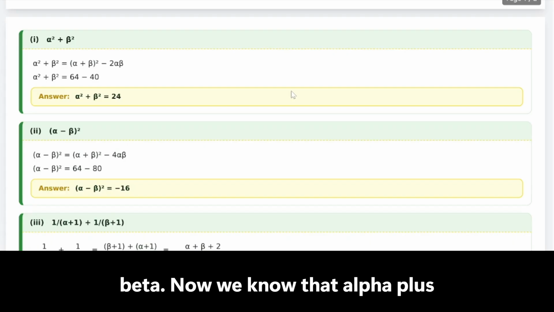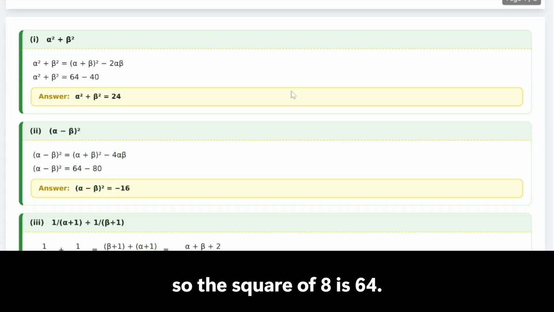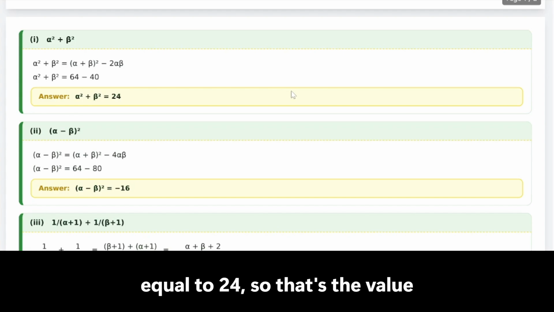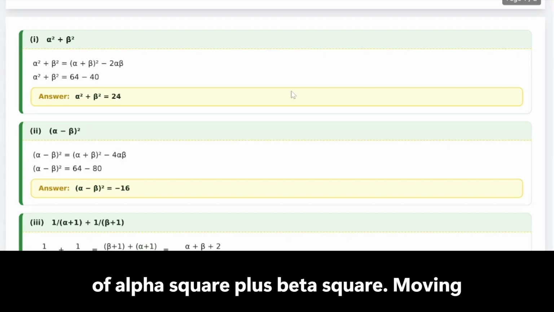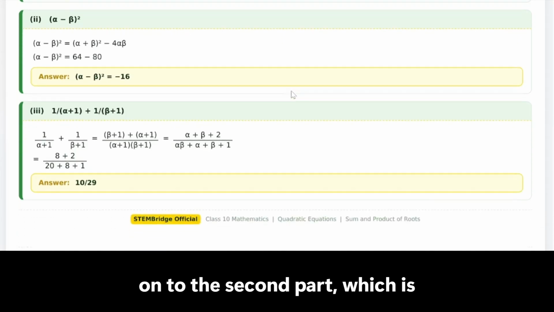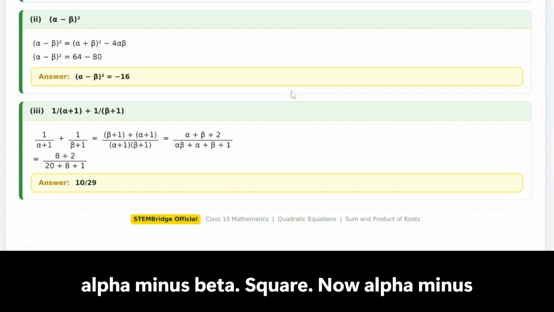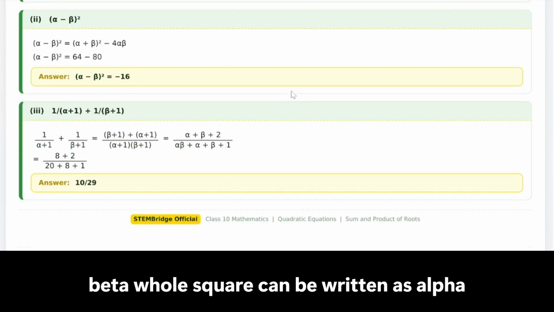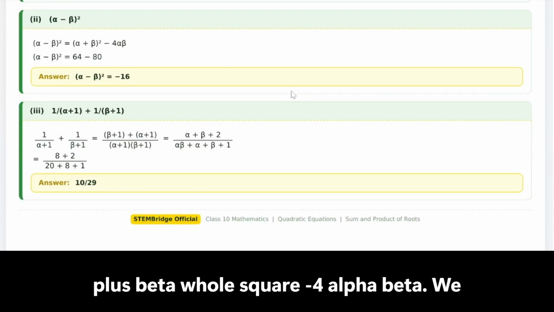Now we know that alpha plus beta is 8, so the square of 8 is 64. Alpha beta is 20, so 20 into 2 will become 40. 64 minus 40 is equal to 24, so that's the value of alpha square plus beta square. Moving on to the second part, which is alpha minus beta whole square. Now, alpha minus beta whole square can be written as alpha plus beta whole square minus 4 alpha beta.